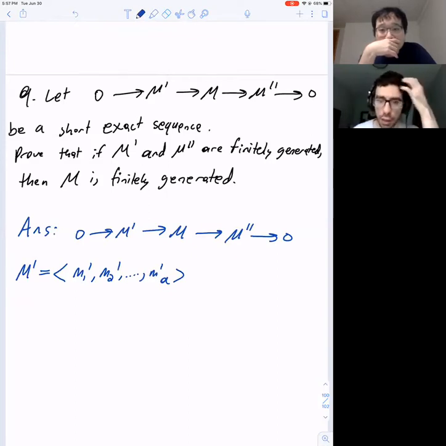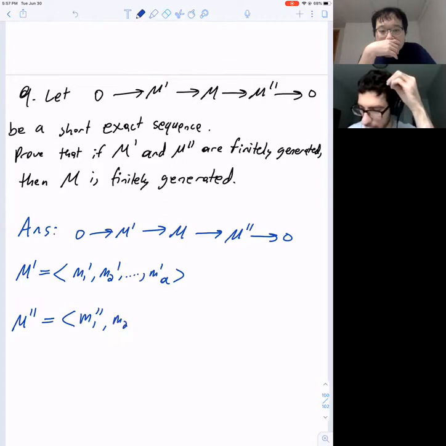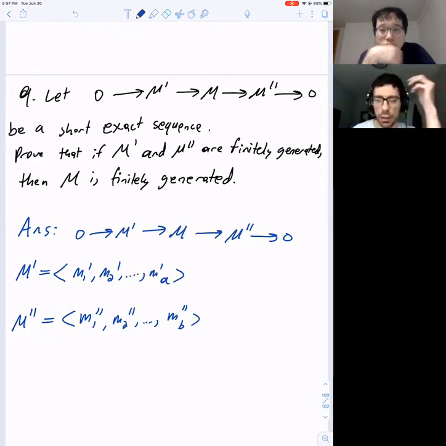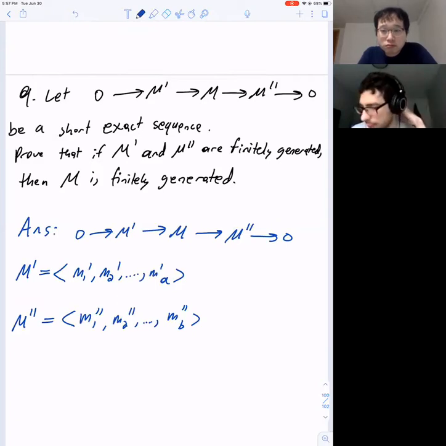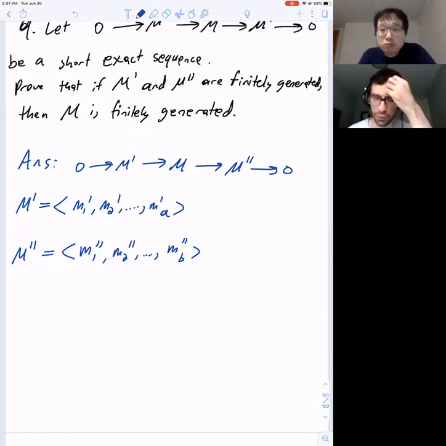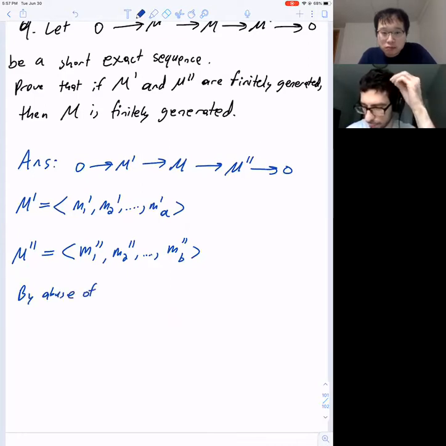Okay. And so let's say M double prime is generated by M1 double prime, M2 double prime, up to MB double prime. So I don't know what any of these sets look like. It's just really abstract. So we have to show that M is finitely generated. I will say that by abuse of notation, I will call this the I map. I will call this pi.